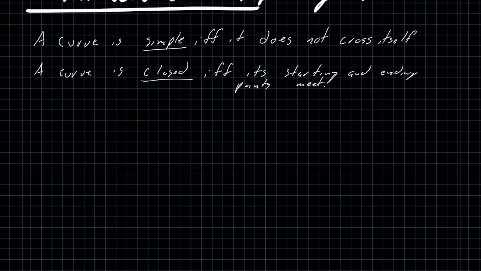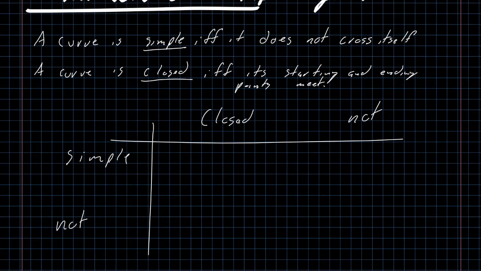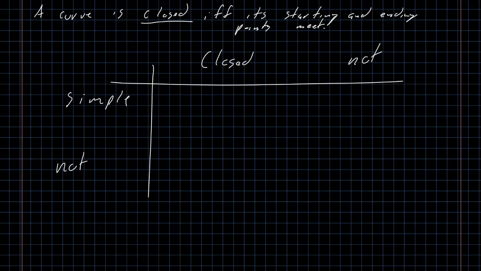So in general, we can classify a curve as being simple or not, and as being closed or not. Let's move that down to give myself a little bit more space to draw these. Most curves are neither simple nor closed. There is a curve that is neither simple nor closed. Its starting point and its ending point are distinct from each other, and it crosses itself.